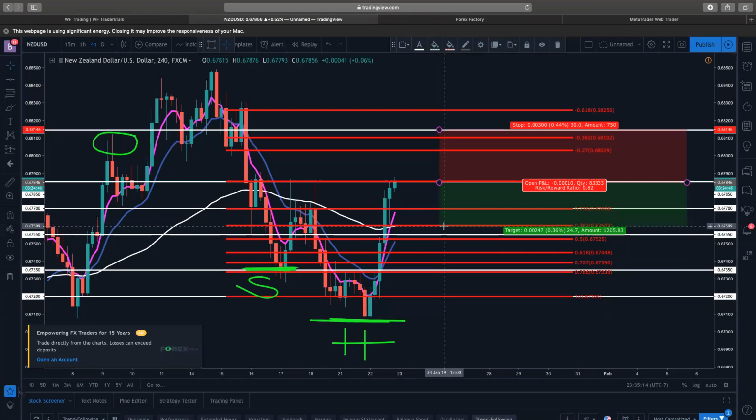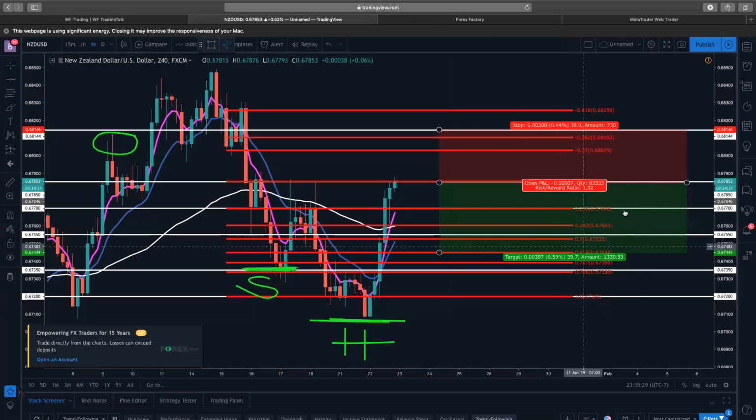first TP, cool, a little 25 pips from where it's at right now. My next TP would be 40 pips. My third TP would be like 50 pips. So in reality, I would probably use my 618. That's old faithful when it comes to finding TPs for shorts.